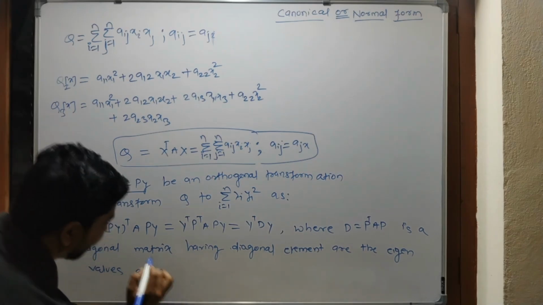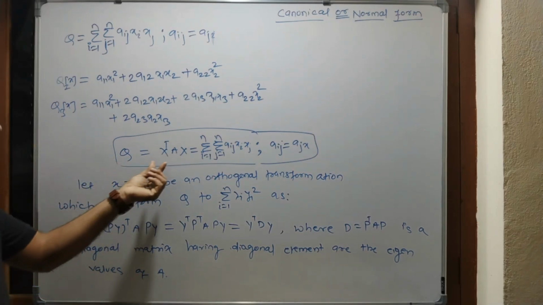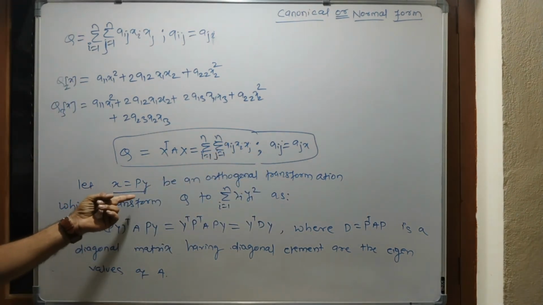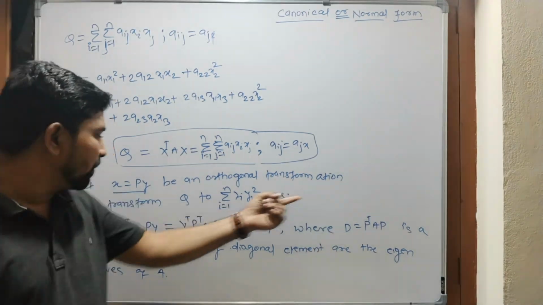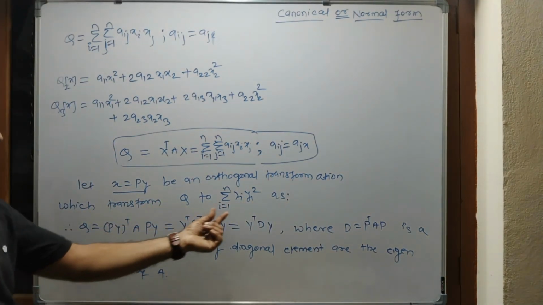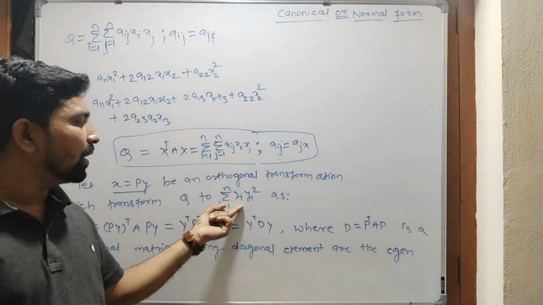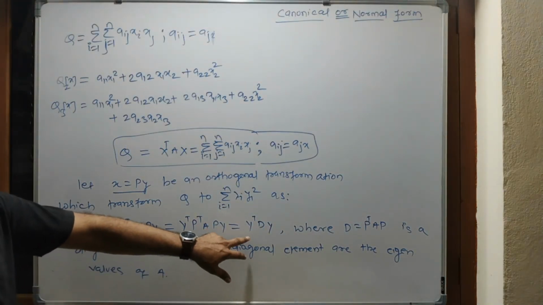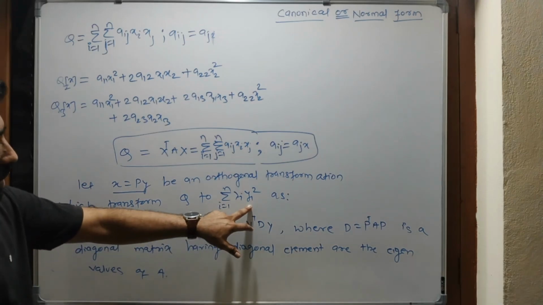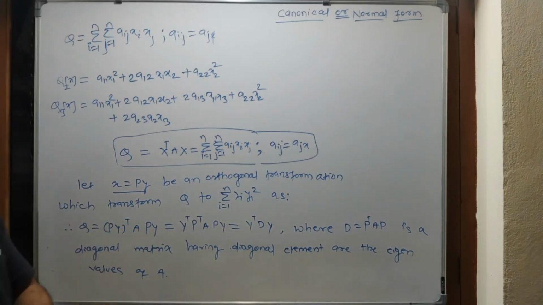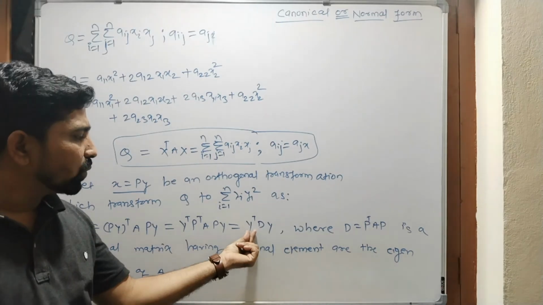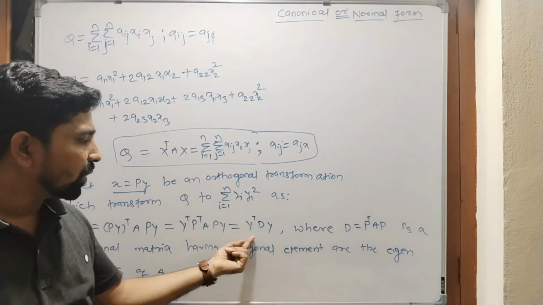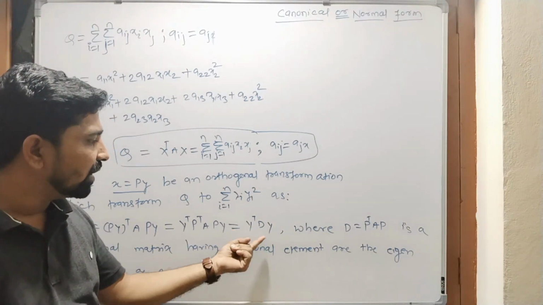of A. So here let Q equal to X transpose AX, this is the quadratic form in n variables, and let X equal to PY be an orthogonal transformation which transforms your Q to summation i running from 1 to n lambda i yi square. So here I am saying this Q is transformed into this. So how is this Q transformed into this? Here this Y is the column vector y1 y2 up to yn. Here this Y transpose is the row vector y1 y2 up to yn, and here this D is the diagonal matrix.